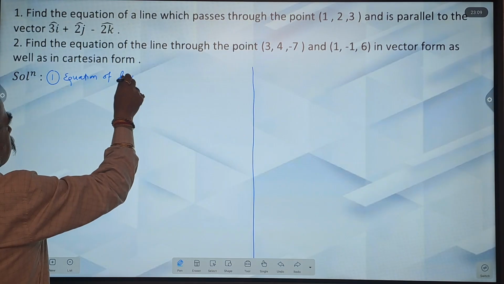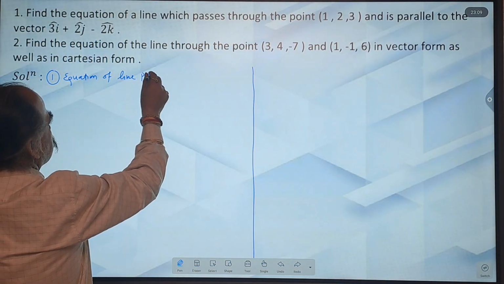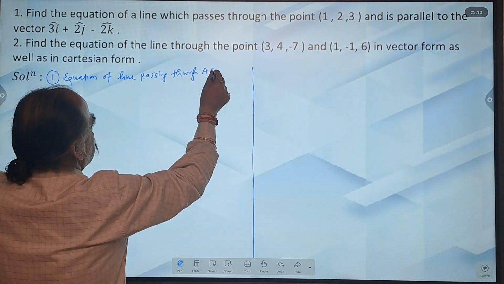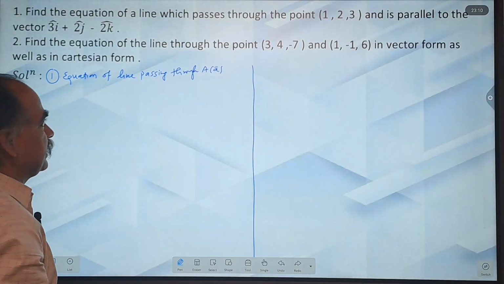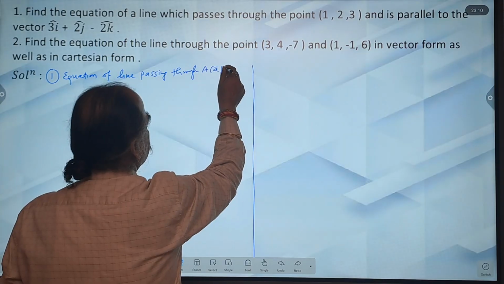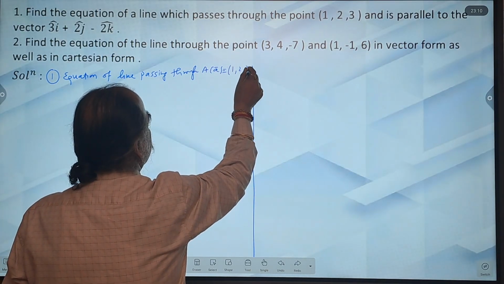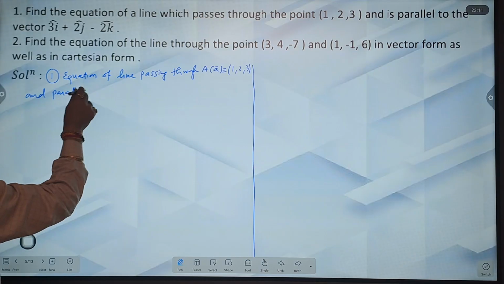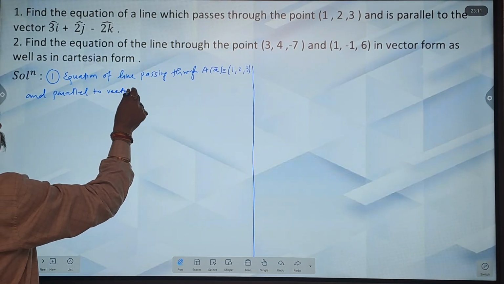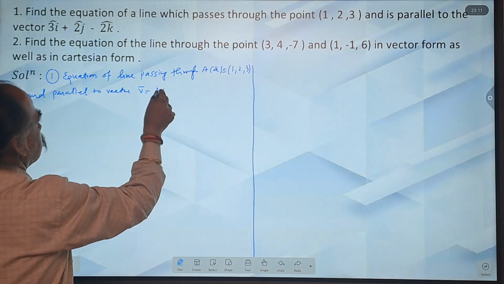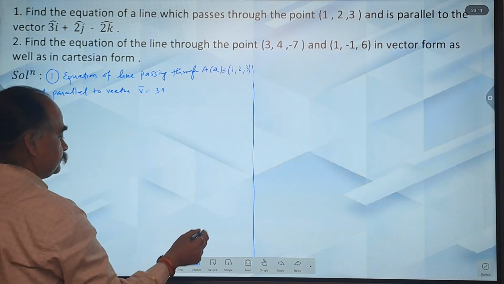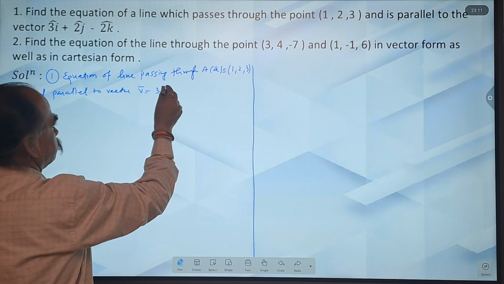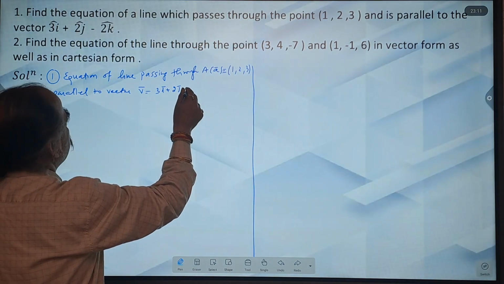Find the equation of line passing through A bar, which corresponds to 1, 2, 3, and parallel to vector v bar equal to 3i plus 2j minus 2k bar.